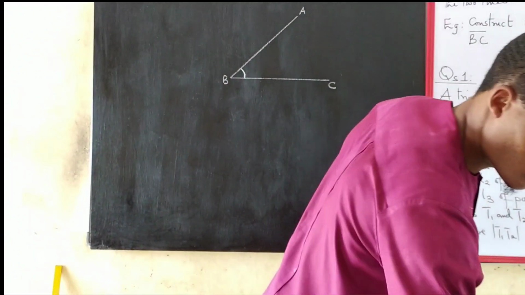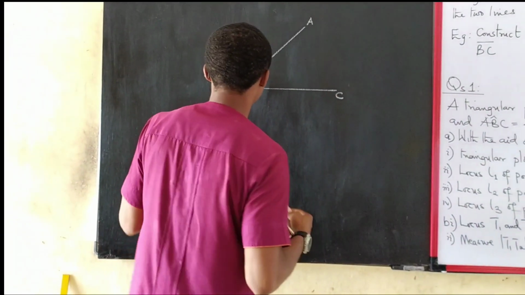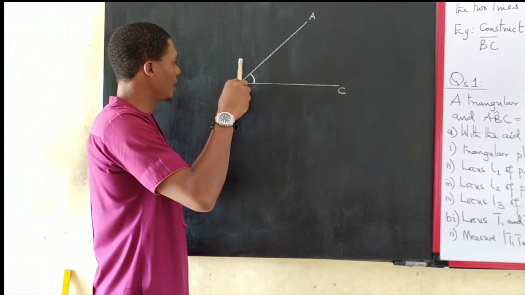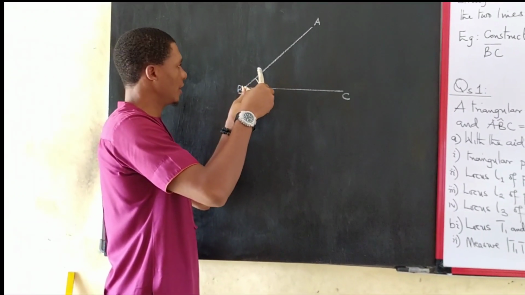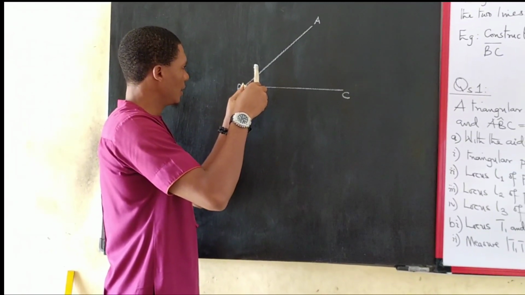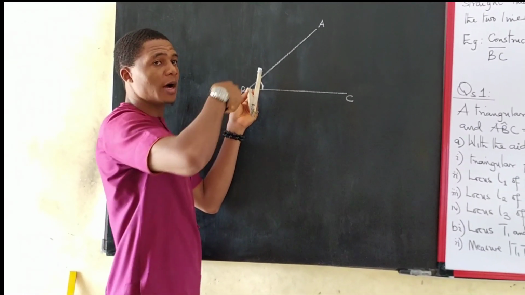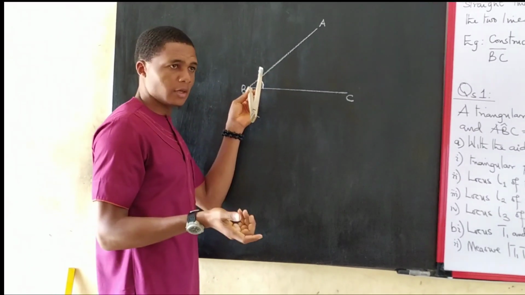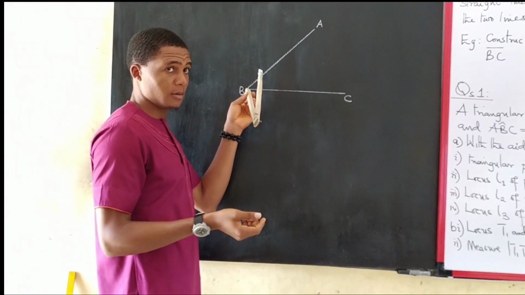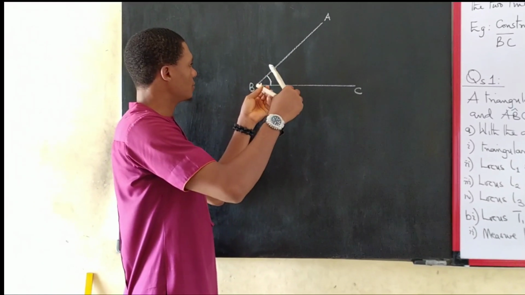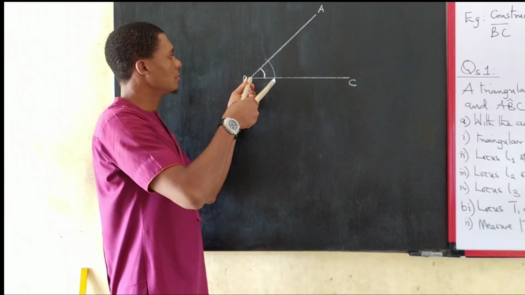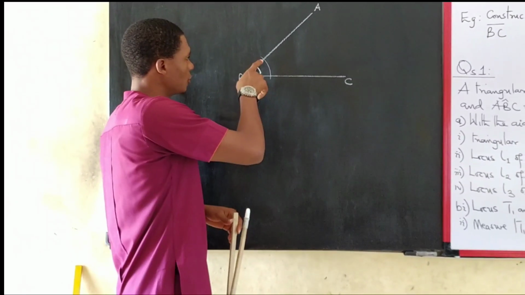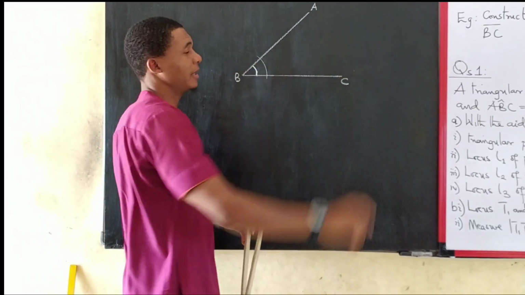So what do I do? I have to create an arc. I'll place it here. Either I draw a full arc, or I can draw an arc that will cut this and cut this, whichever you prefer. Now this is where I'm going to put my compass and bisect the angle.